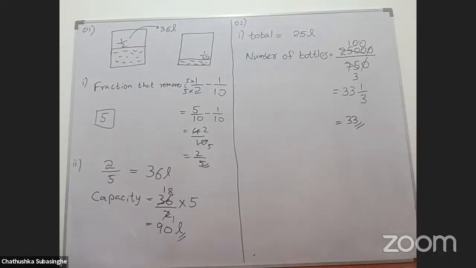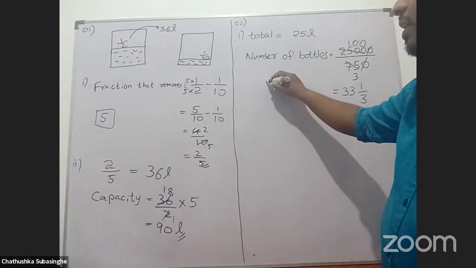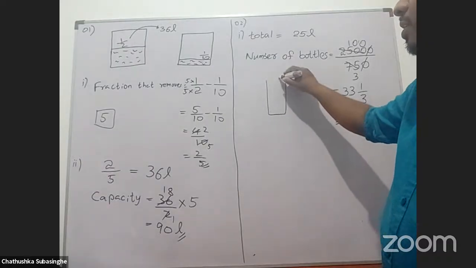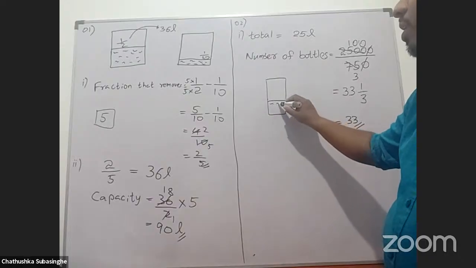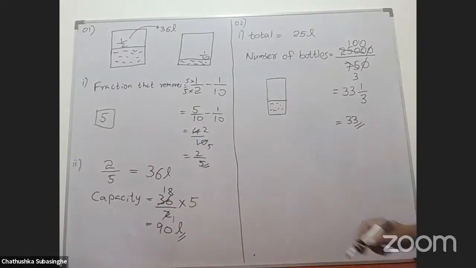I can't take that 1 over 3. If you leave your answer this way, you don't get your full marks, right? Because this last bottle hasn't been filled completely. So that bottle is, let's say, like this. From this bottle, it has been filled only 1/3. Another 2/3 is remaining, right? So this is not a completely filled bottle. I hope you understand.